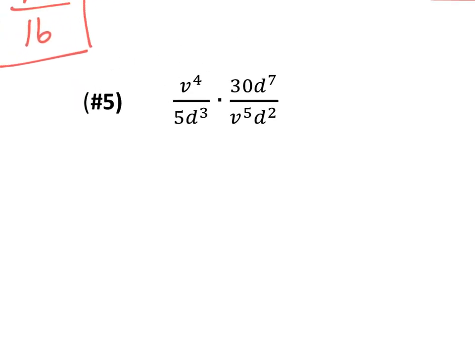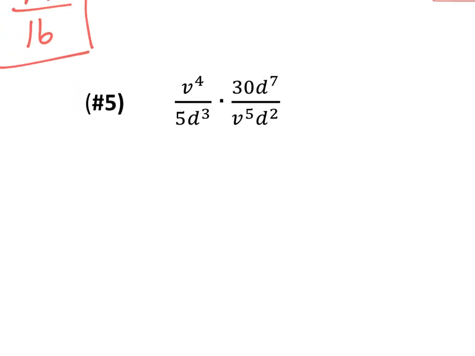And our last one. Okay, a lot of different ways you can do this. Me personally, I'd like to make this into one big fraction and then reduce. So I would put 30 first. Then we have d to the seventh times v to the fourth. And on the bottom we have 5, d to the third times d squared is d to the fifth. And then we have v to the fifth.